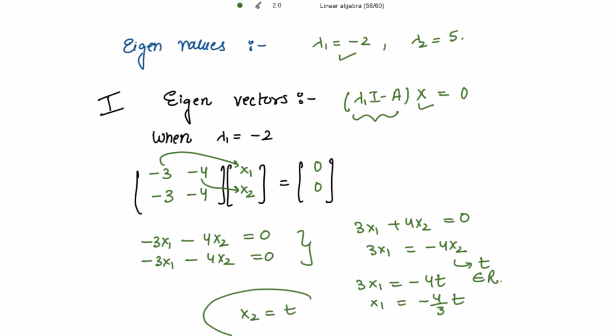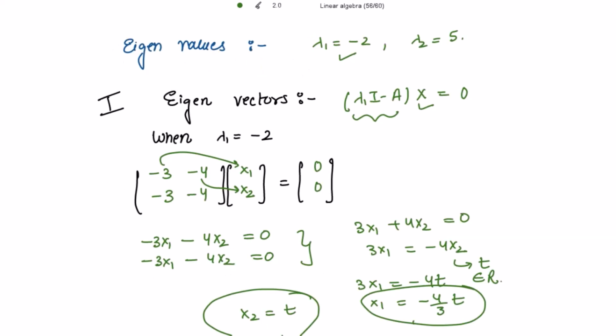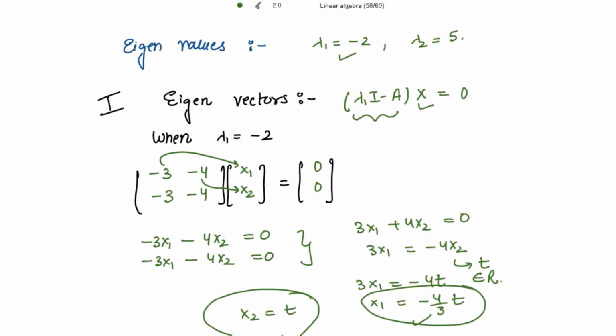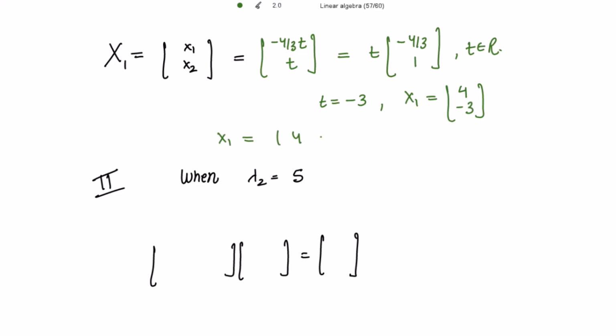So now writing the eigenvector for these values. Writing x1 to be minus 4 by 3 into t, and the value of x2 is t. If I take t common, I will be getting this minus 4 by 3 and 1, where t belongs to the set of real numbers. If I take the value of t to be equal to minus 3, what do I get? I get eigenvector x1 equal to, what is the first element of this column vector? It is 4, and the second is minus 3. So we have got the first eigenvector x1 to be 4, minus 3.